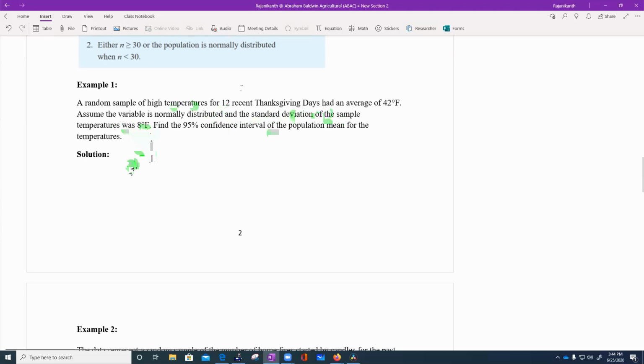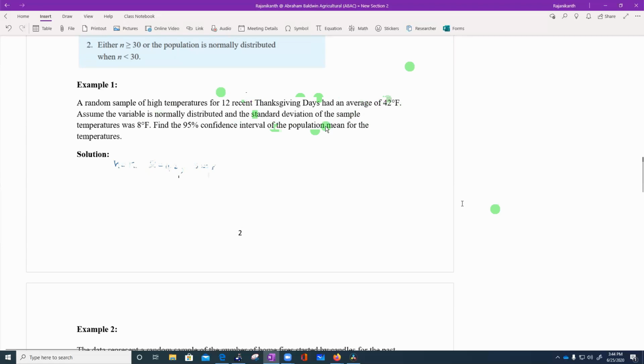If you look at the problem, the sample size is 12, so n is 12. The x bar, the mean for the problem, the average, is given as 42. What else do I know? The sample standard deviation, little s, is 8.